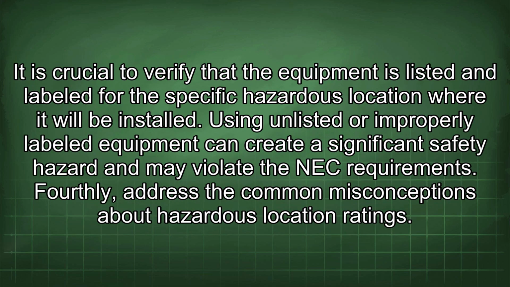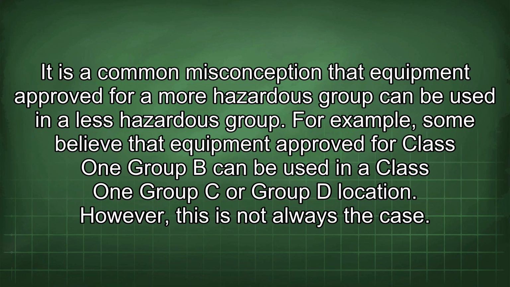It is crucial to verify that the equipment is listed and labeled for the specific hazardous location where it will be installed. Using unlisted or improperly labeled equipment can create a significant safety hazard and may violate the NEC requirements. Fourthly, address the common misconceptions about hazardous location ratings. It is a common misconception that equipment approved for a more hazardous group can be used in a less hazardous group.